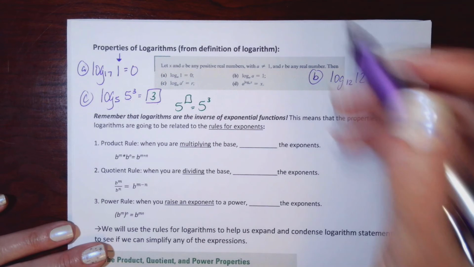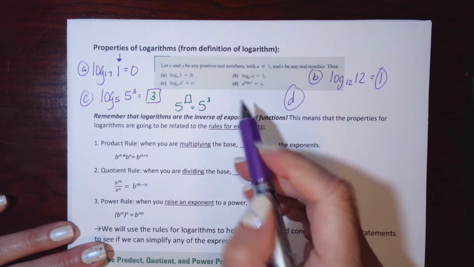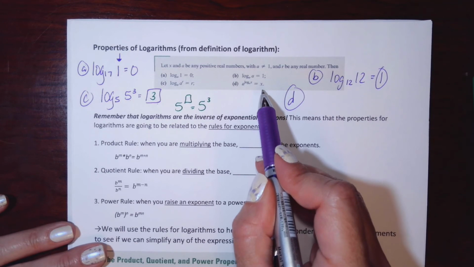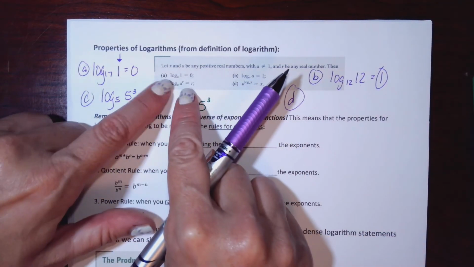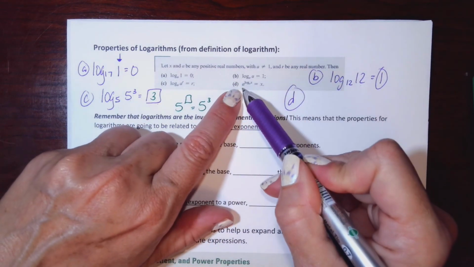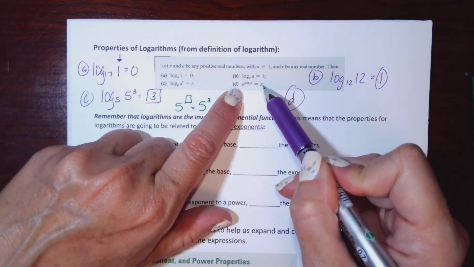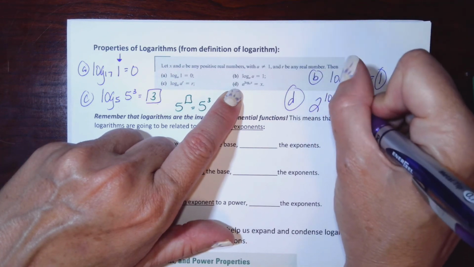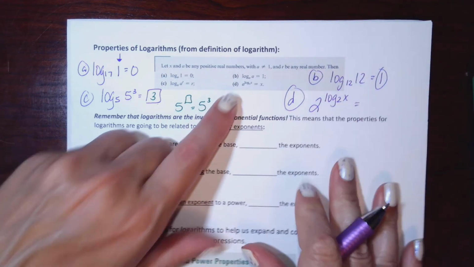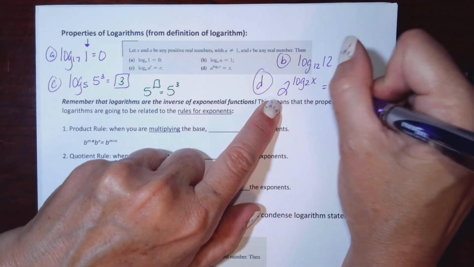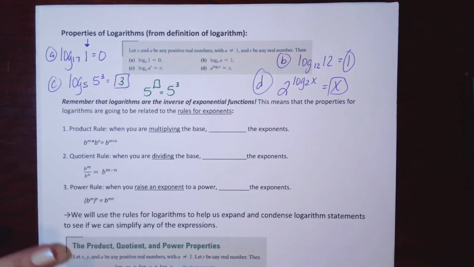And then finally, my last property here, A raised to the power log base A of x equals x. Over here, just like A and A are the same, this base is the same as this base. When this base is the same as this base, the answer is that argument. So let's do 2 raised to the log base 2 of x. What's that going to be equal to? Well, this base matches this base, so my answer is going to be that x.